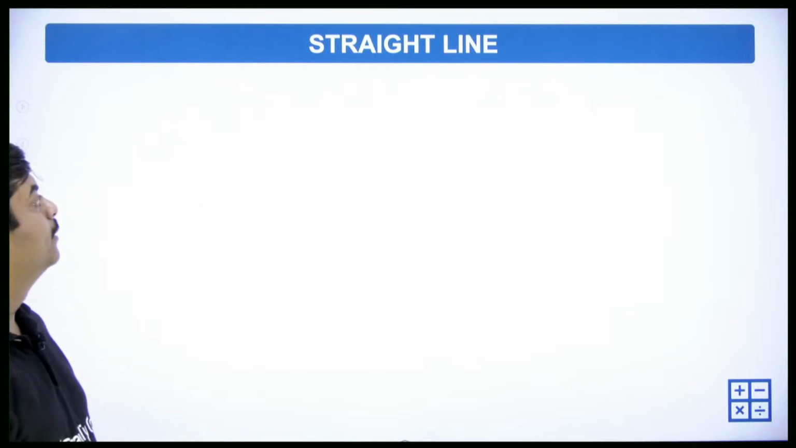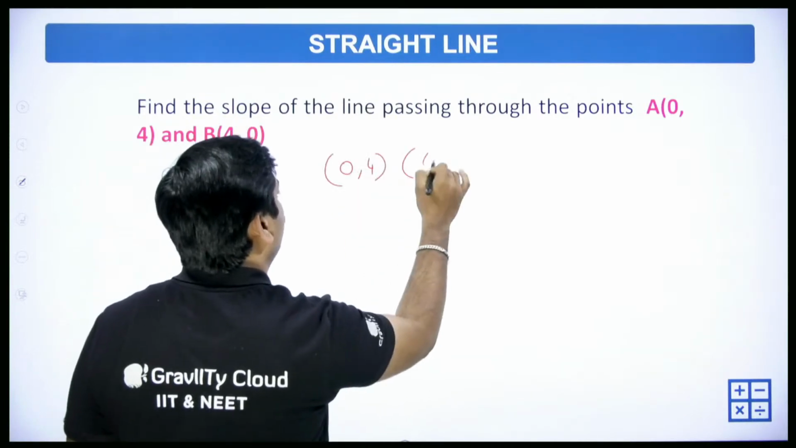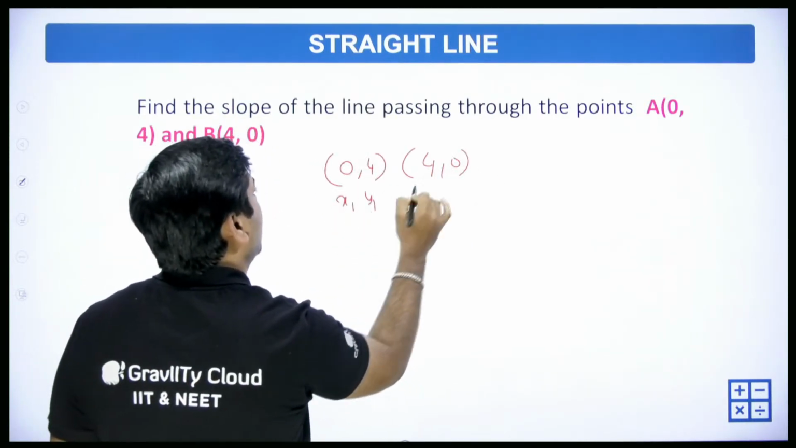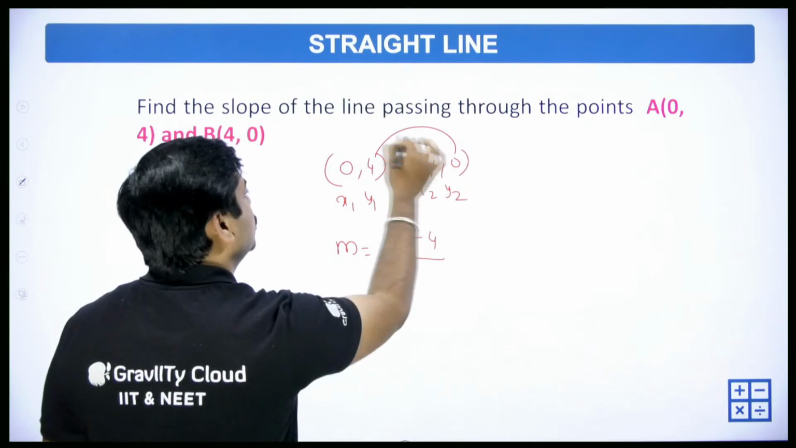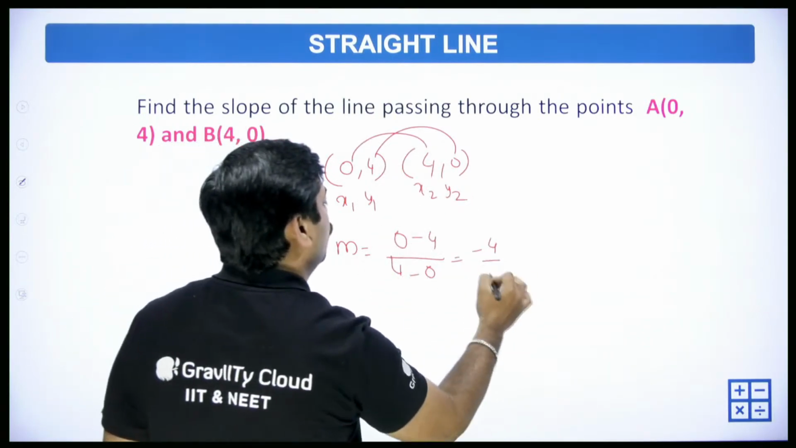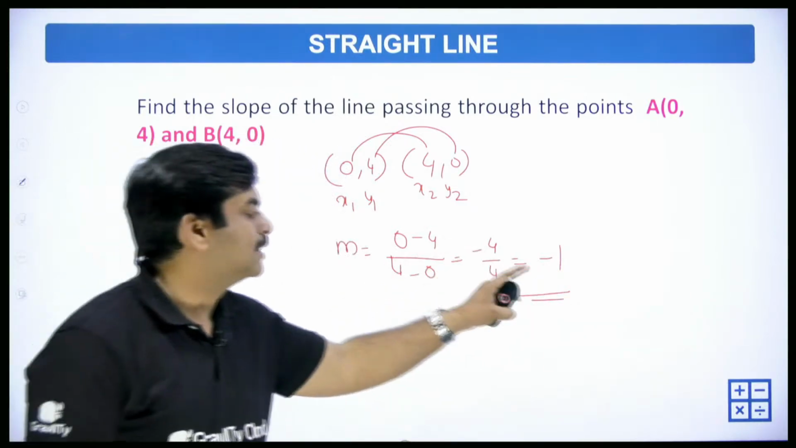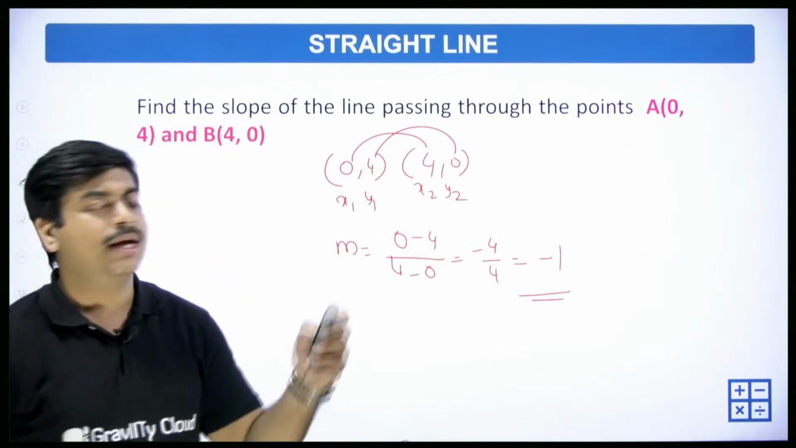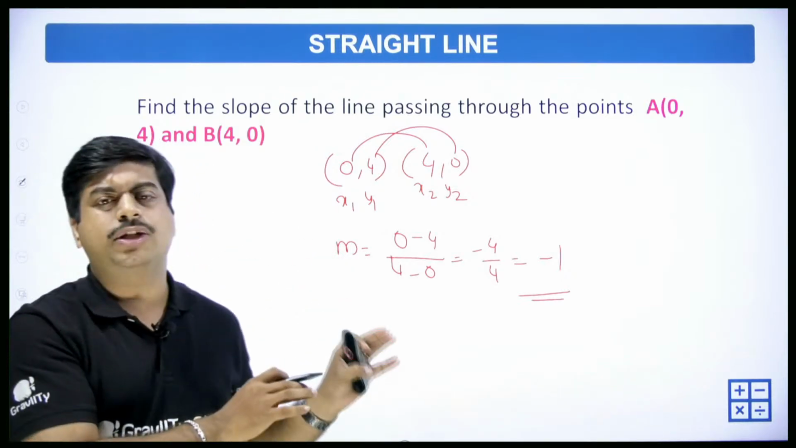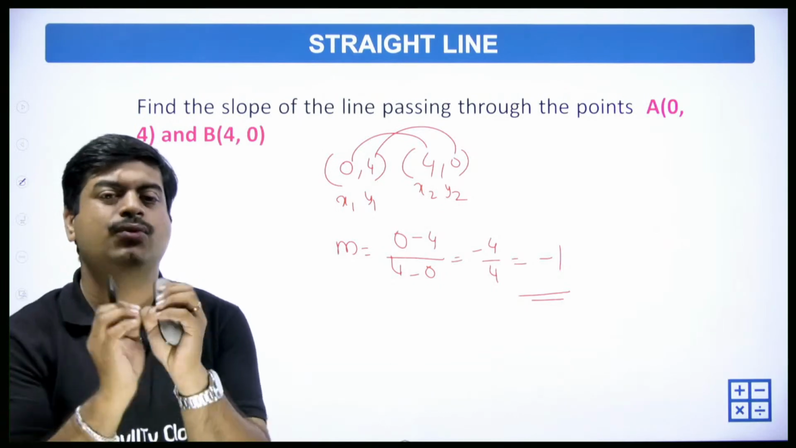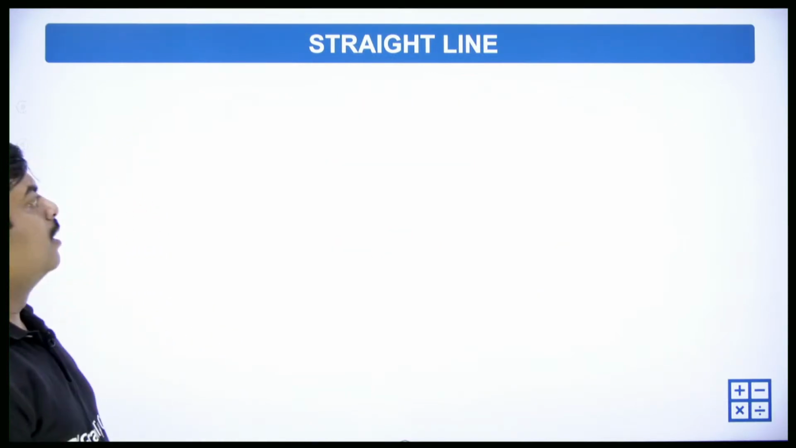One more: (0, 4) and (4, 0). You have x1, y1 and x2, y2. The slope of the line is (y2 − y1)/(x2 − x1) = (0 − 4)/(4 − 0), so −4 by 4, which is equal to −1. So the slope of the line joining (0, 4) and (4, 0) is −1. Let's move ahead. I'm going a bit fast because these are very simple questions you can try to do yourself using just one formula, (y2 − y1)/(x2 − x1). Next one.